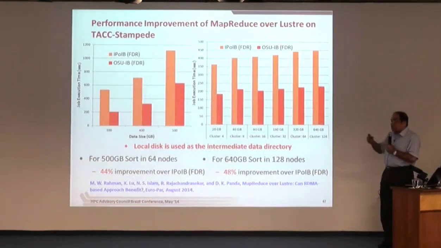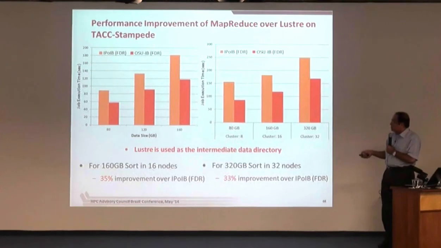So then the second direction, which I said, if people just want to use MapReduce and Lustre, not HDFS, can they really take advantage of this? So here we have done some preliminary designs. We'll present this at Euro-Par in August. And here you will see that there are two solutions. That means, let's say Stampede has both. They have local disk, they also have Lustre. So here it is trying to show that the local disk is used as the intermediate data directory. So then you can get around 44% or 48% improvement.